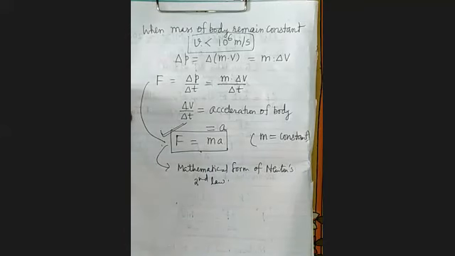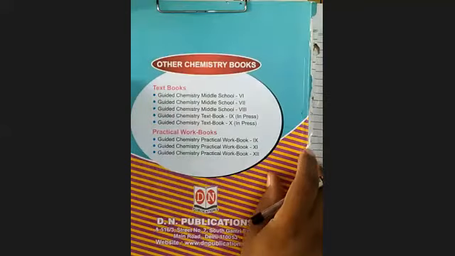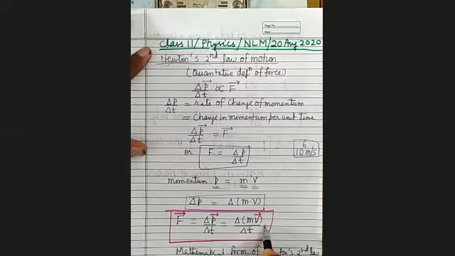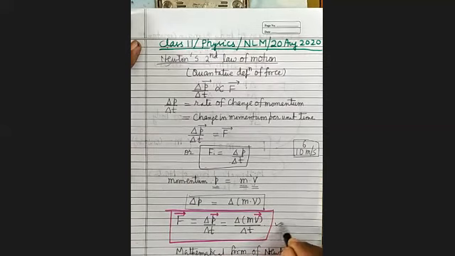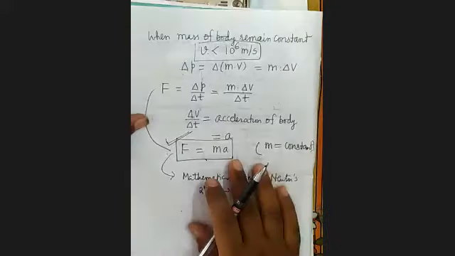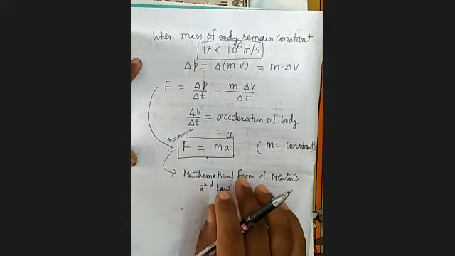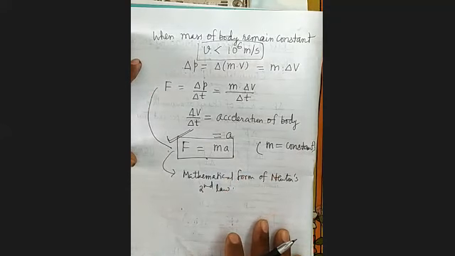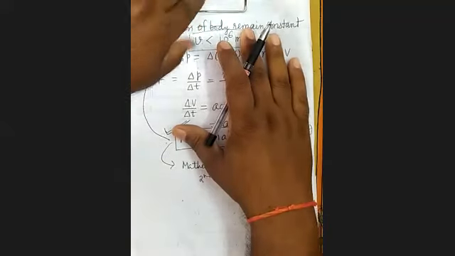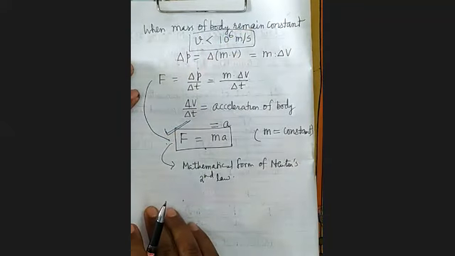हमको इस relation का use कम होगा. In classical physics, presently we will use this relation less. F equals delta of mv upon delta t, that we will use less. Largely we will use this: F equals m into a, because we are studying classical physics presently. Is it clear?